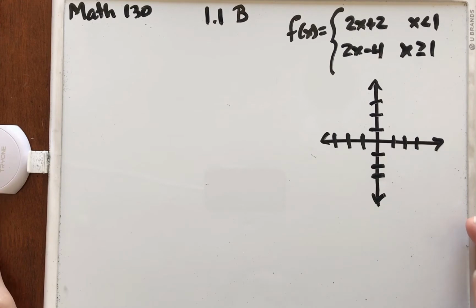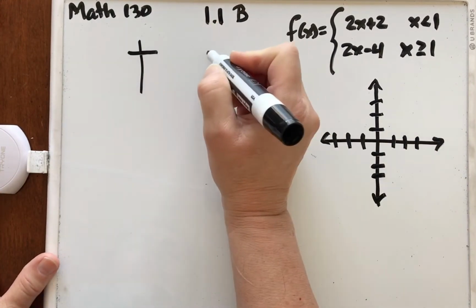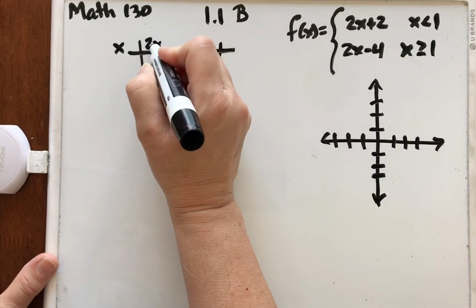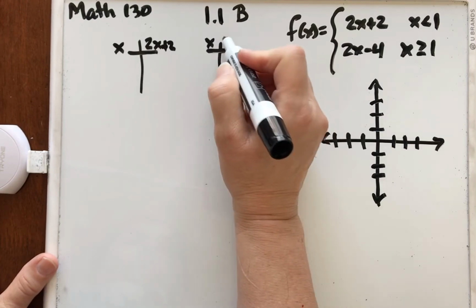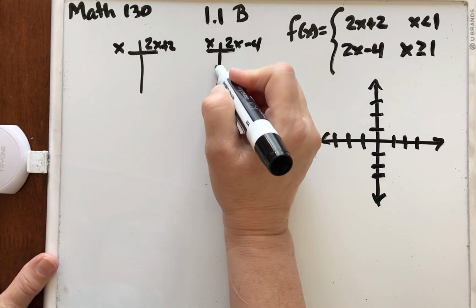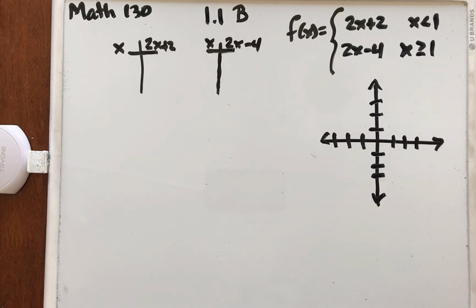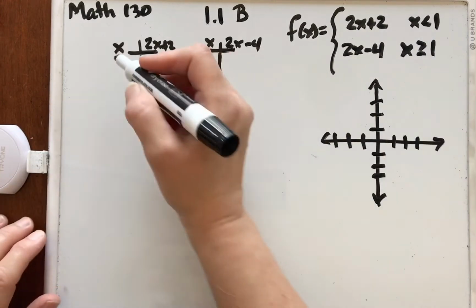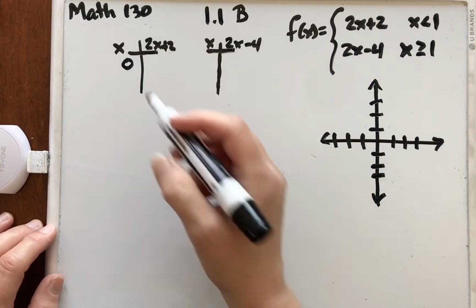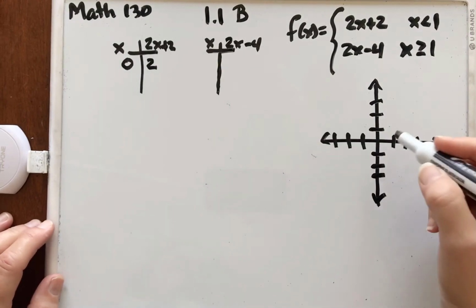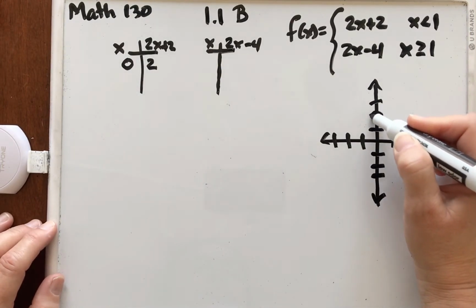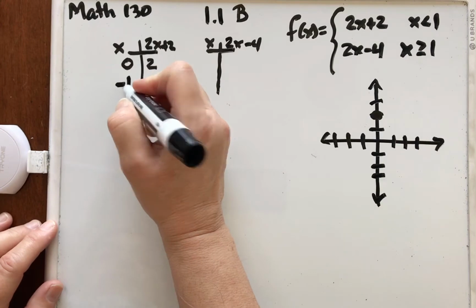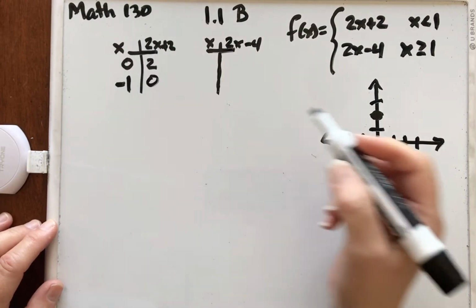Okay, so if we want to graph this, I'm just going to make a little xy table for each. So we have x and 2x plus 2, and then x and 2x minus 4, to make it easy to graph. Okay, for the first one, we're looking at x less than 1. Let's start off with 0 because that's very easy. So 0, 2. I'm going to go over here to 0, 2, and make a point. All right, another number less than 1 is negative 1. If we put a negative 1 in there, we get 0.